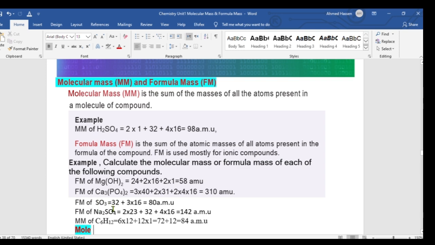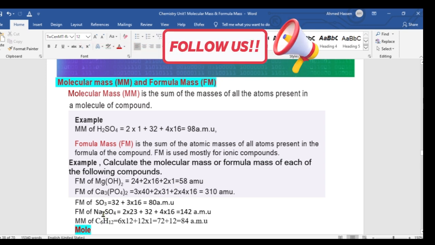When we come to sulfur trioxide, containing 1 sulfur and 3 oxygen, sulfur 32, oxygen 16 times 3 is 48, 48 plus 32 is equal to 80 atomic mass units. Sodium sulfate contains 2 sodium, 2 times 23, and 1 sulfur 32, and 4 oxygen, 4 times 16, 64. 64 plus 46 plus 32 is equal to 142 atomic mass units.